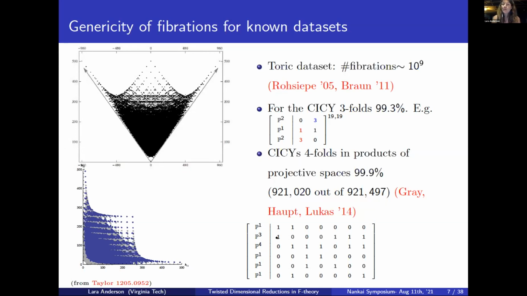You can play this game with other data sets, and this was done by Gray, Haupt, and Lucas for the data set of CICY fourfolds. And you can track both the obvious and, as I'll talk about in a moment, the non-obvious elliptic fibrations. So here, playing the same game of plugging in equations and looking at their solutions, this is an elliptic Calabi-Yau fourfold, and I've highlighted in different colors here, the blue, red, and green. These are the largest one here.